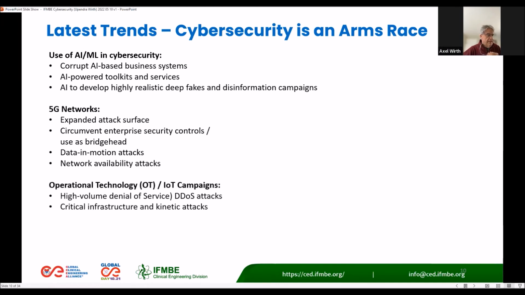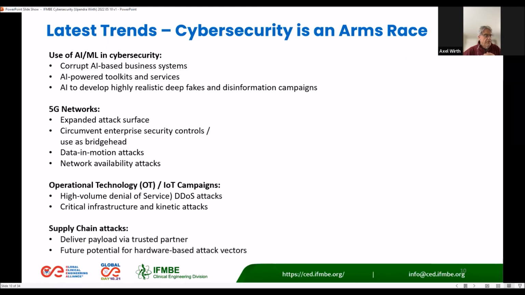Then we have seen a lot of attacks on operational technology, for example, the Colonial Pipeline, which affected gasoline availability on the US East Coast a couple of months ago, or attacks on IoT type devices, including IoT devices used in healthcare. We have seen IoT devices being used to launch very high volume denial of service, or DDoS, attacks. And we have seen attacks on critical infrastructure: pipelines, dams, water treatment facilities, the electrical grid. We have seen the potential to even turn such an attack into a kinetic attack, meaning an attack that can actually do physical damage.